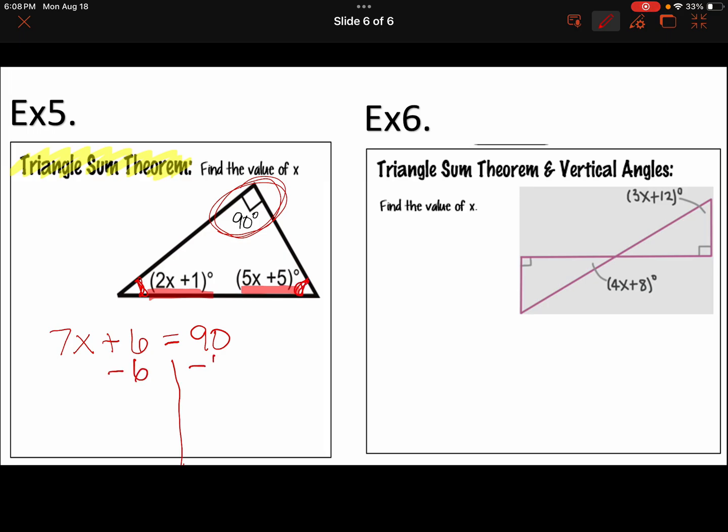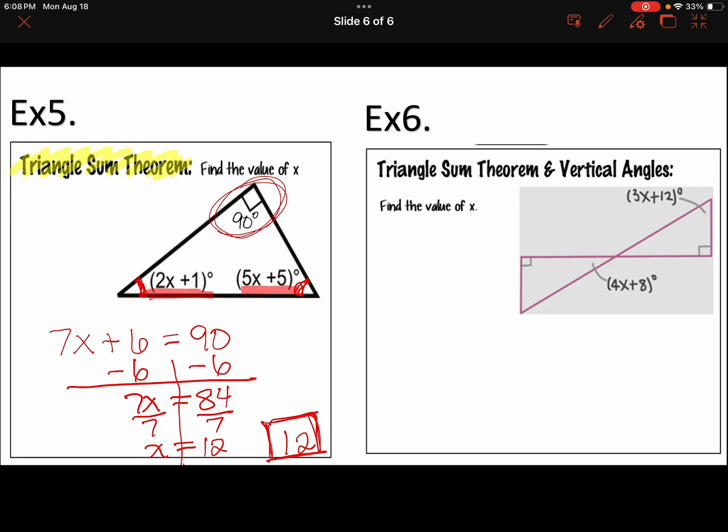From there, you would subtract 6. 7x is 84. Then you would divide by 7. So x would be 12. And again, it just wants to know what is x. It's not asking how big is the angle. So you're done. If they wanted to know how big the angle is, you would just plug it in. So you would know this angle is 25, because 2 times 12 is 24, plus 1 is 25. So that's kind of how that would work.